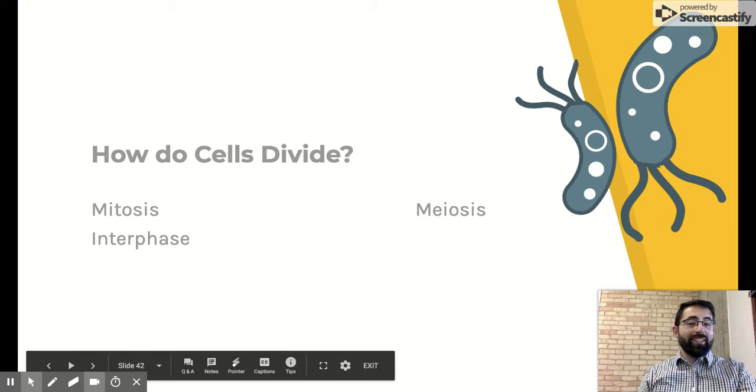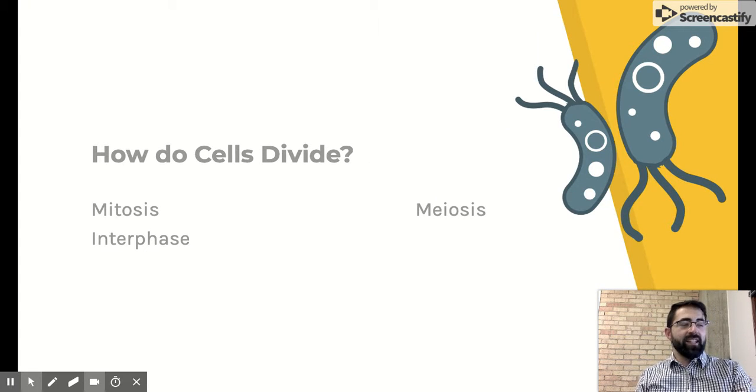So we're looking at mitosis and interphase today. Later on in the next unit, we'll talk about meiosis, which is how we produce sex cells like sperm and egg. But today we're just going to focus on mitosis.